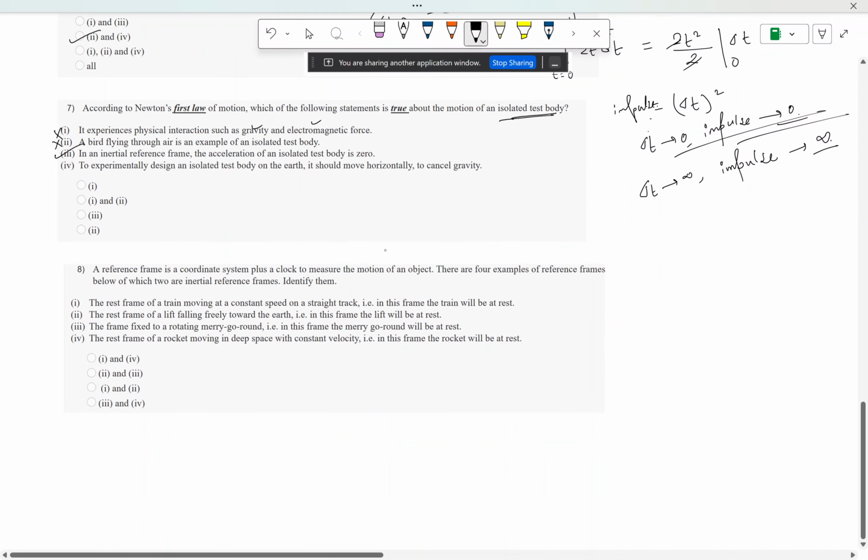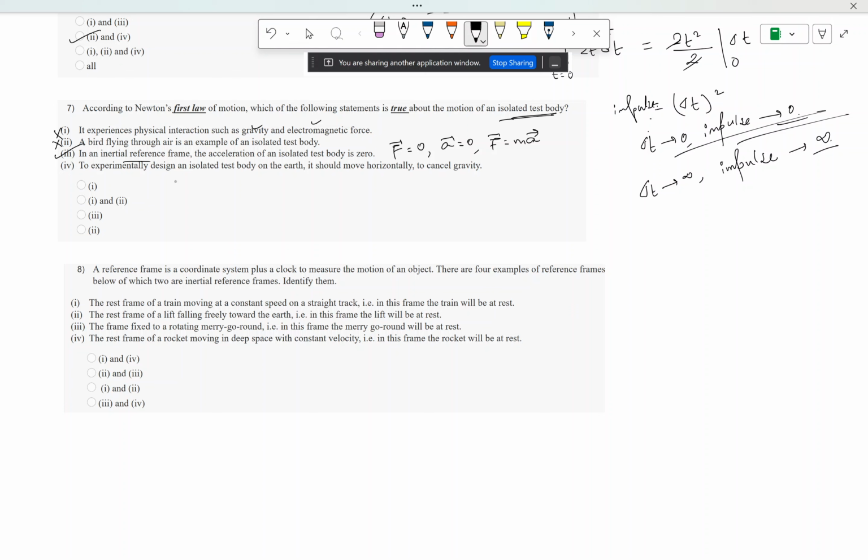And based on that, with respect to the inertial frame, the acceleration of the isolated test body will also be 0, because Newton's first law says that there is no force applied on that object. That means the acceleration will also be 0. So if no force is applied, then acceleration will also be 0 because F equals m times a. And this is only valid for an inertial reference frame, where the reference frame is itself either static or moving at a constant uniform velocity without changing the direction and the speed of that velocity. Okay, so this is correct.